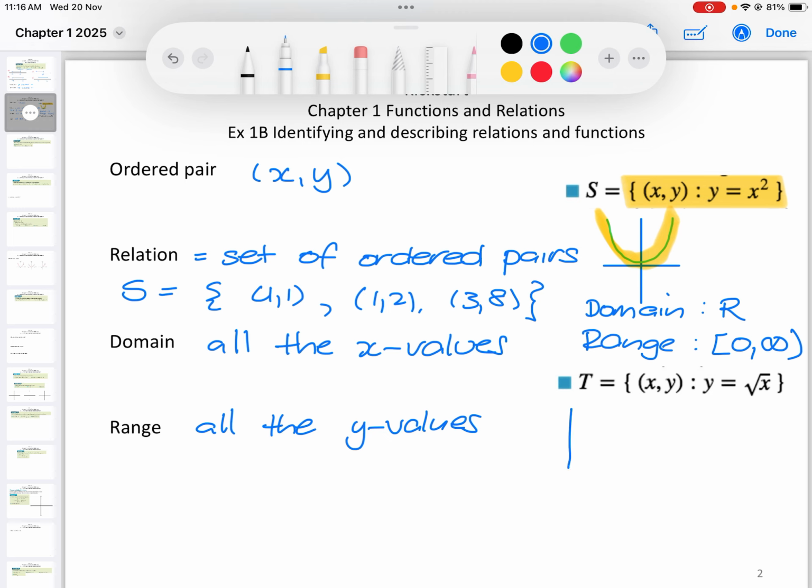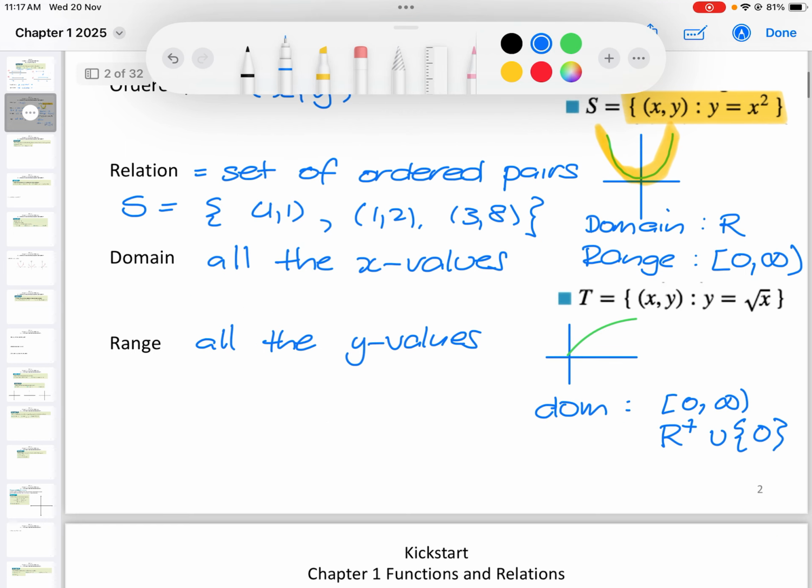Let's see, can we remember what a graph of square root x looks like? Hopefully, the graph of square root x looks like this. So what we find there is the domain is 0 to infinity. I could also write that as all the positive numbers and 0. Either of those is okay, no real preference. And the range for this one, again, it's just the positive numbers, just like for x. So we could write 0 to infinity, or we could write R plus and 0.